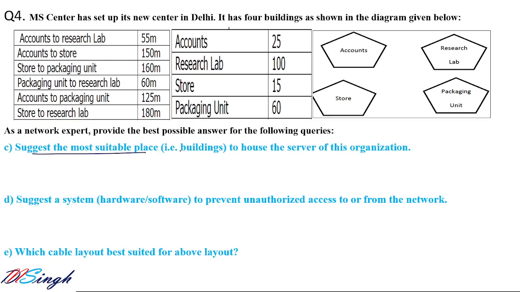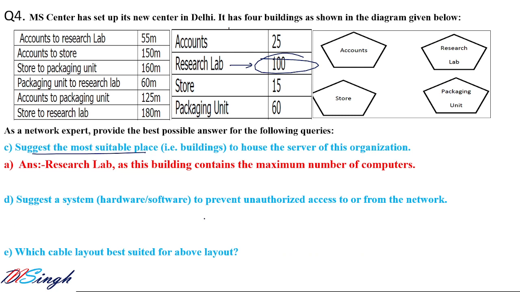Suggest the most suitable place to house the server. I told you already, as research lab has the highest number of computers, this is the place we are going to host the server. Why? Because in future most of the requests for the server are going to be generated from that particular block only. Suggest a system hardware or software to prevent unauthorized access.